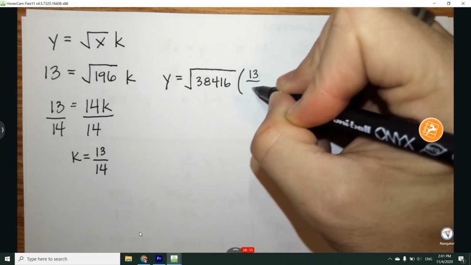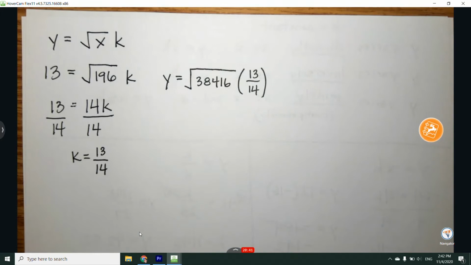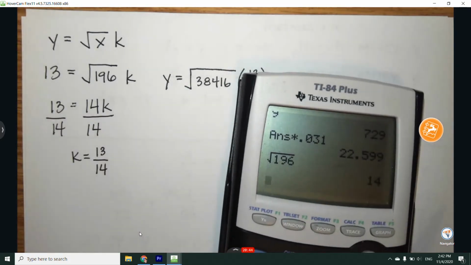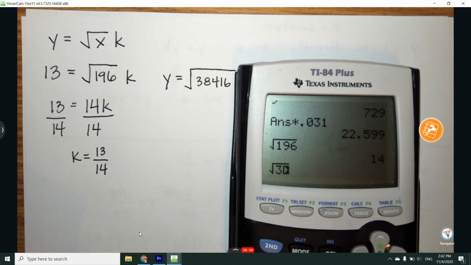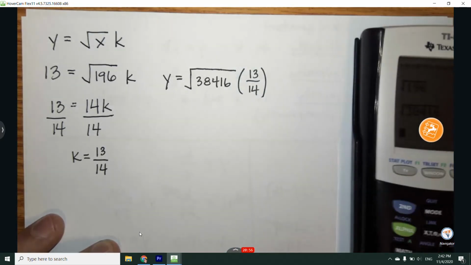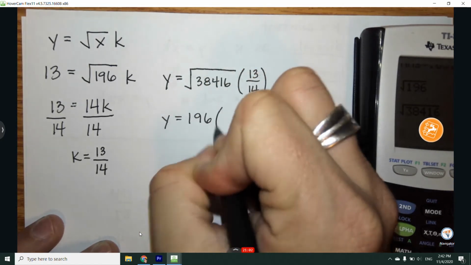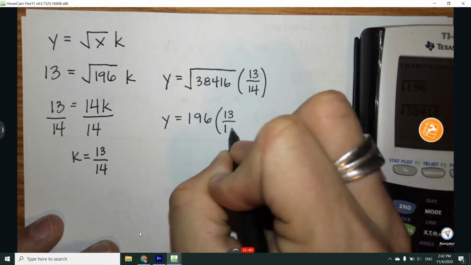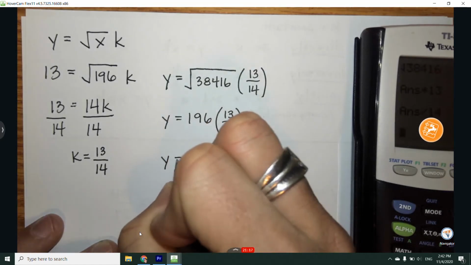So our next one says find y when x is this nasty little number. Okay, so that one I can't really do very well in my head. But I've done this 1,000 times, and I know it's going to be this, but I'm going to prove it to you. The square root of that is 196, so y equals 196 times 13 over 14. And so we're just going to multiply times 13 and divide by 14. And it gives us a perfect little answer of 182.